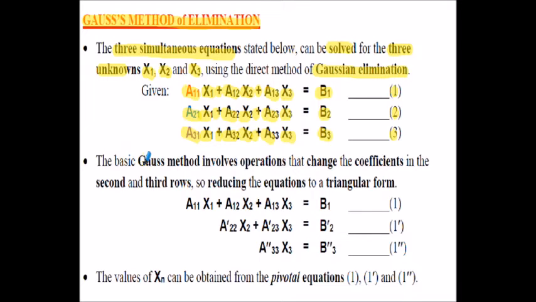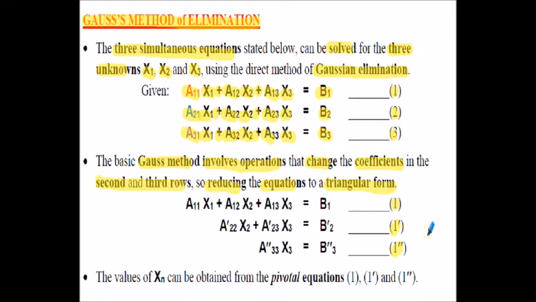To solve these equations using the Gauss method involves operations that change the coefficients, that's the a terms above, in the second and third rows, and so reducing the equations into a triangular form. So using the Gaussian elimination method, we'll end up with three equations to solve for the three unknowns, x1, x2 and x3, in the format of equation 1, which is given to us in the original question, equation 1 dash we will get by the elimination process, and equation 1 double dash also found by the elimination process.